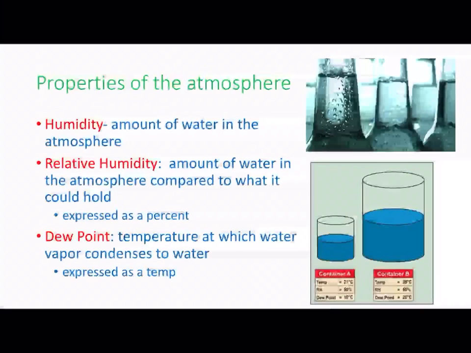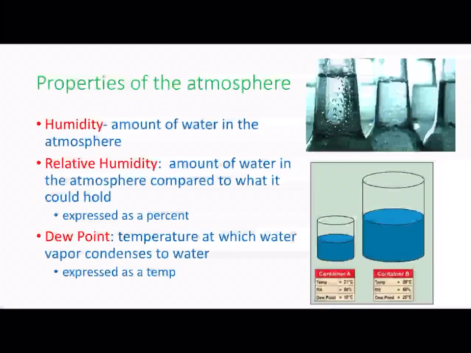Relative humidity is the amount of water in the atmosphere compared to how much it could possibly hold, and we write this as a percent. And dew point is the temperature at which water vapor condenses to water. That's expressed as a temperature, and that's more of an absolute value.